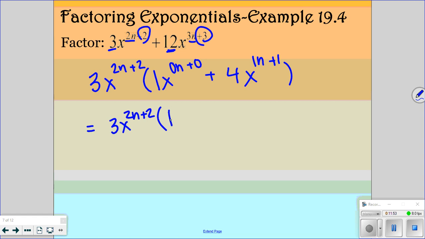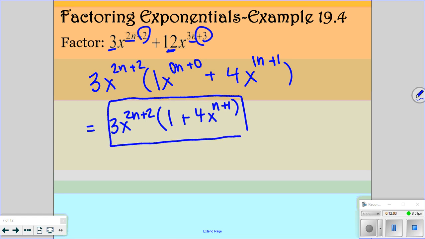You have to put the 1 because it's your placeholder. And then plus 4x to the n plus 1. So that's your answer for that one. So that's all you have to do for factoring exponentials.